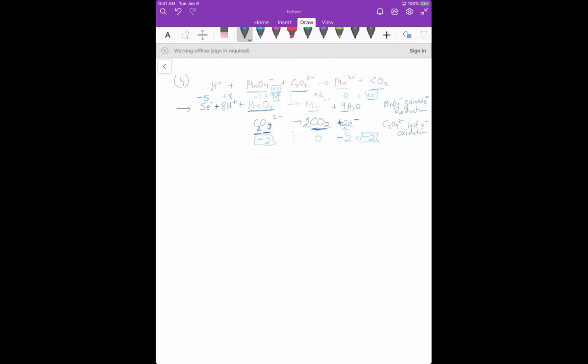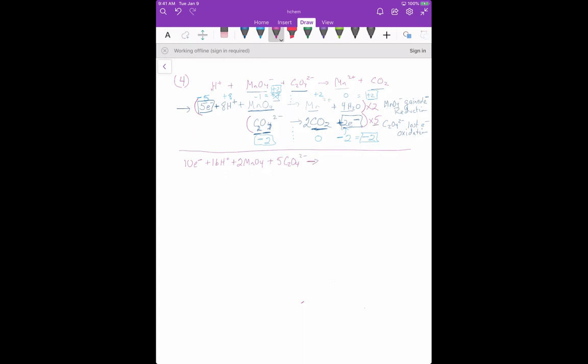So let's actually look at our numbers. 2 electrons have been lost, and 5 electrons have been gained. So we need a common factor between 2 and 5, which is 10. That means we're going to take this whole first equation and multiply everything by 2. And we're going to take this whole second equation and multiply everything by 5. And so then if we add these all up together, we're going to have 10 electrons plus 16 hydrogens plus 2 MnO4s plus 5 oxalates.